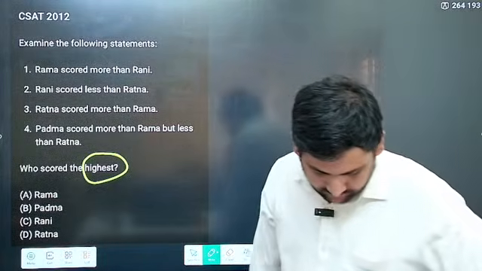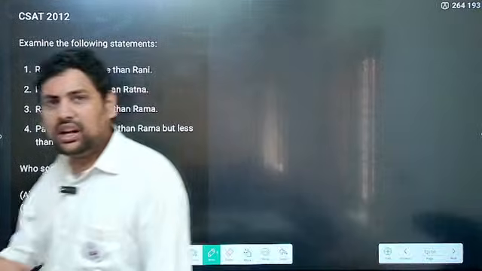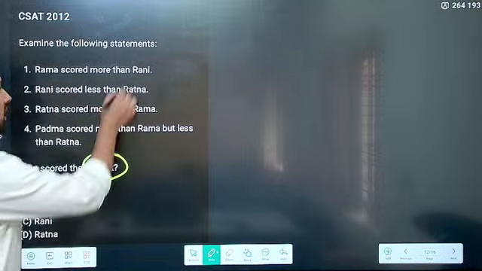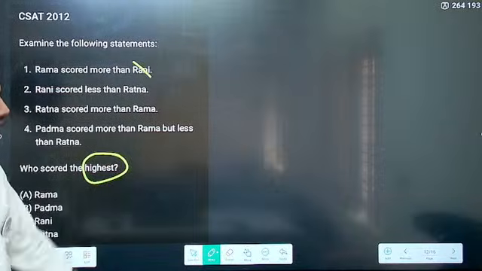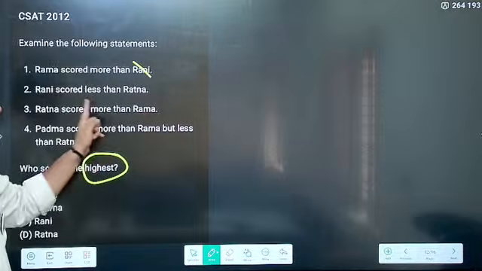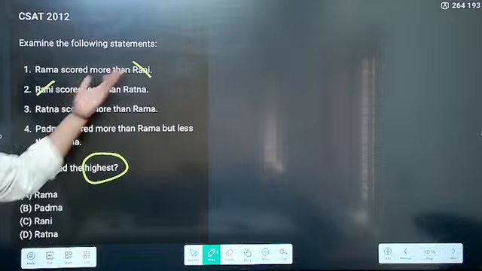Okay, Dheeraj. Now, again the same process, we are finding out the highest. Rama scored more than Rani, so Rani is gone, Rani har gayi. If you lose from anybody, you cannot be the highest or undefeated one. So Rani is gone. Then Rani scored less than Ratna, so again Rani only is gone. But Rani was anyway gone.